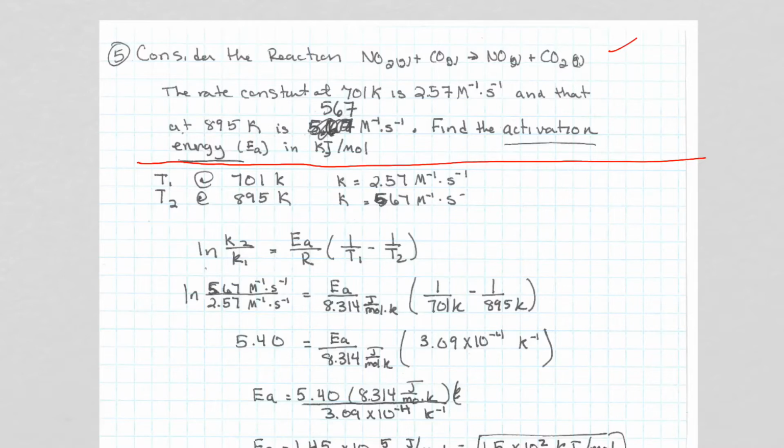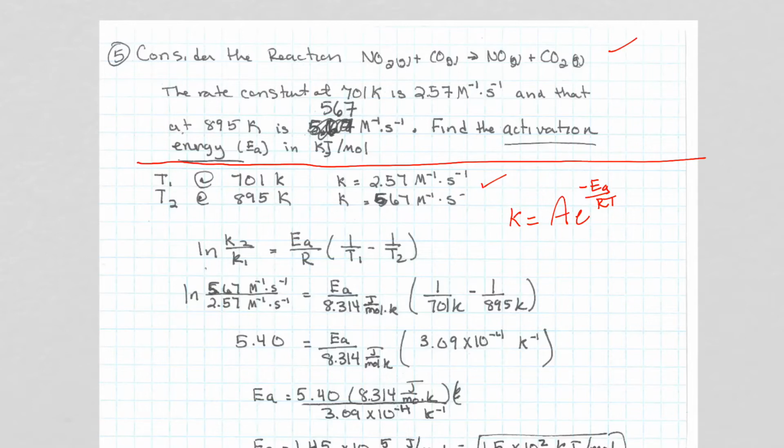So what do we know from the problem? Well, first of all, we know two temperatures. We know the rate constant at both of those temperatures. Now, you might remember the Arrhenius equation that we're typically given looks like this. So this equation is fine, but this equation is typically not the equation that we're going to use to solve a lot of problems. Now, we could if we're given the right information.